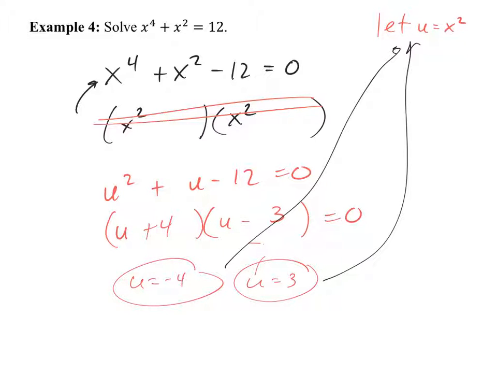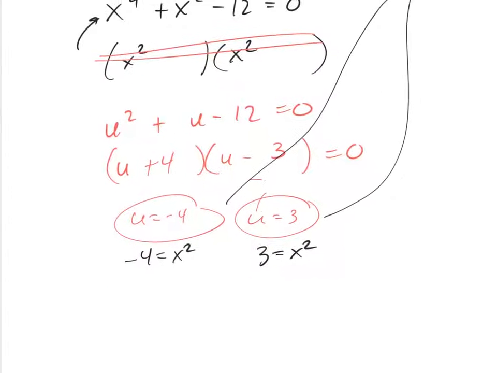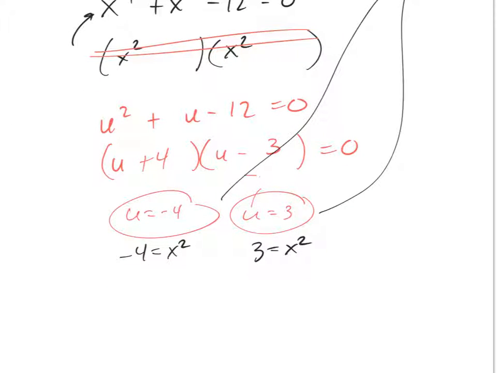So what are your answers going to look like here? You're going to get negative 4 equals x squared, really. And you're going to get 3 equals x squared. What are they going to be? For the first one, it would be plus or minus 2i. And for the next one, it would be x equals plus or minus root 3.